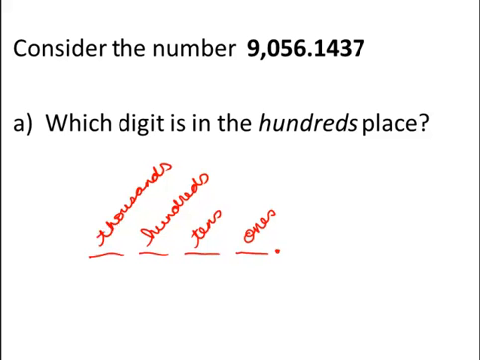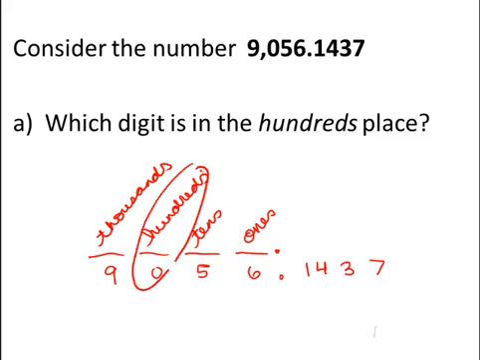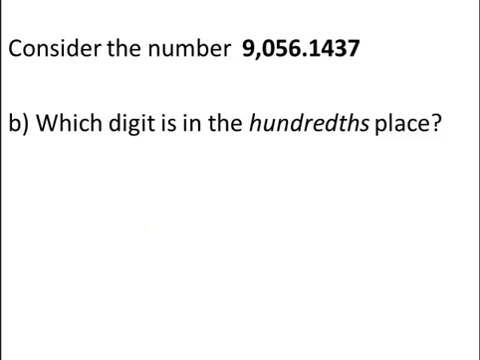Lining up the number which I have been given, we can answer the question, which digit is in the hundreds place? The answer to this question is 0. 0 is in the hundreds place. And we can go on to part B.